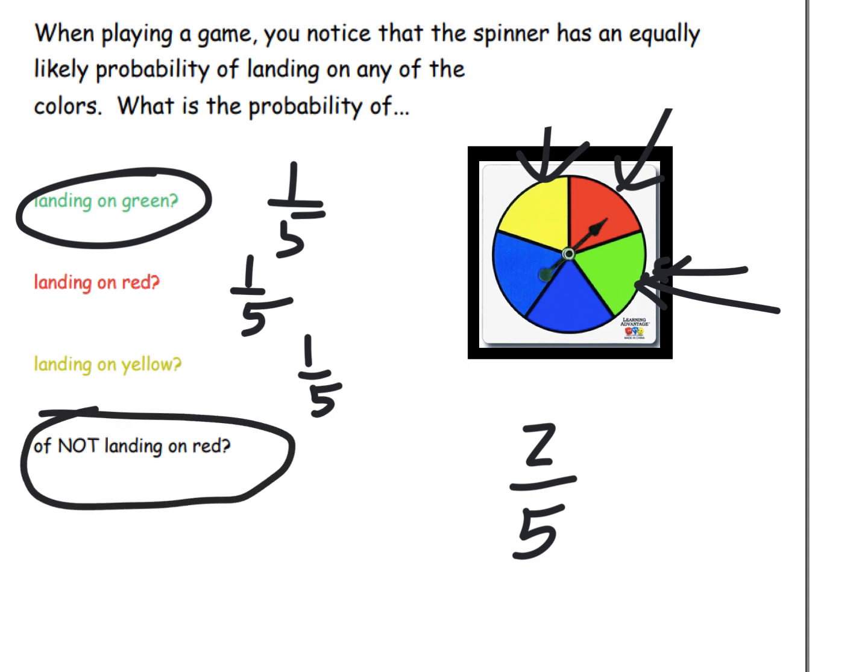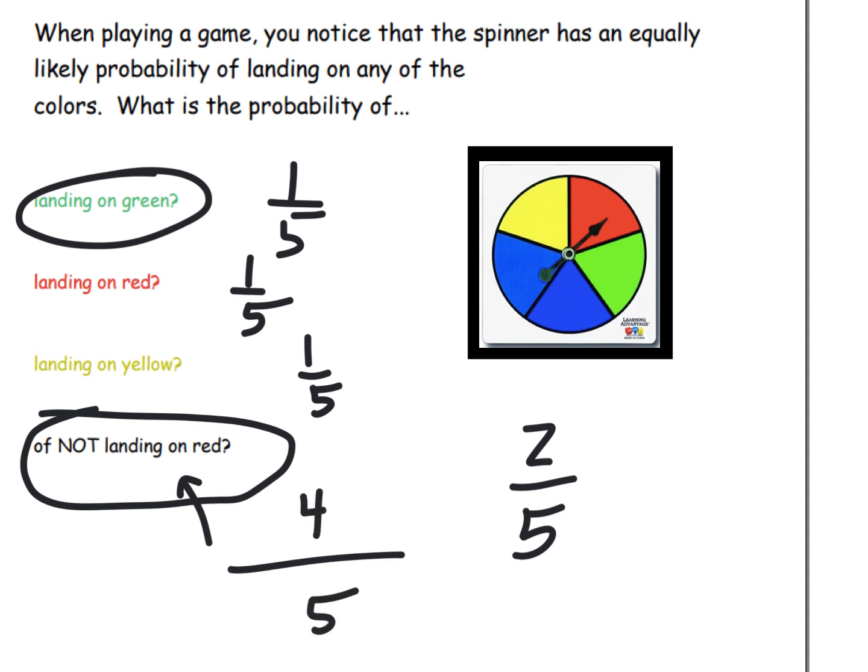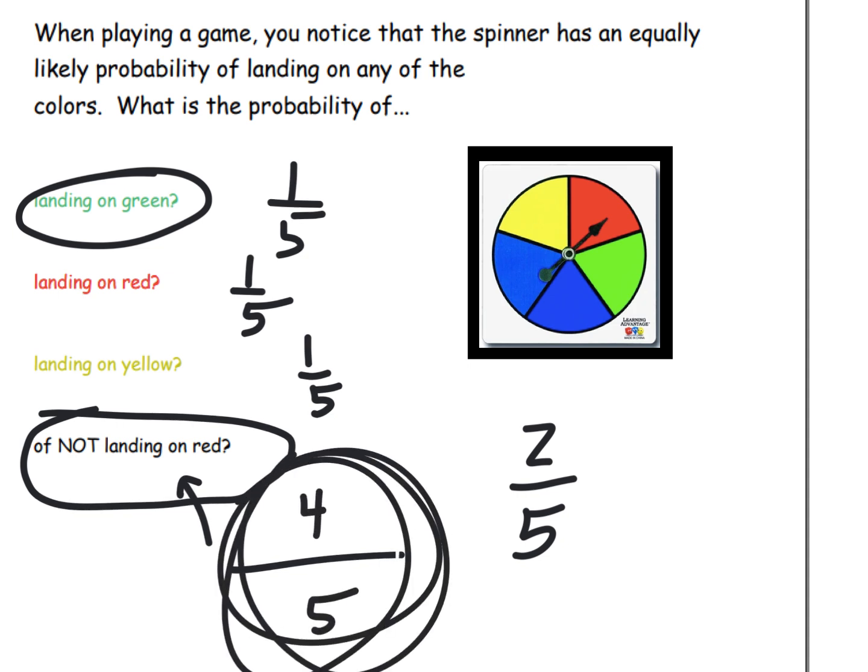What's the probability of not landing on red? Like, you win as long as you don't land on red. Well, how many things are there that I want to do? I want to not land on red. There's 4 wedges out of 5. Who had 4 out of 5? Okay, good. All right.